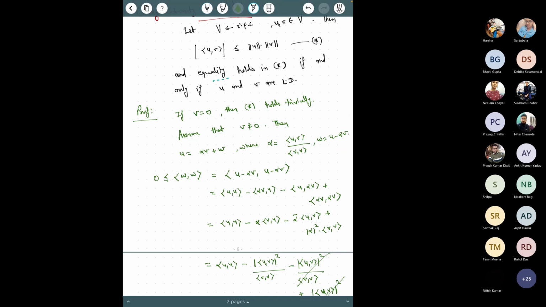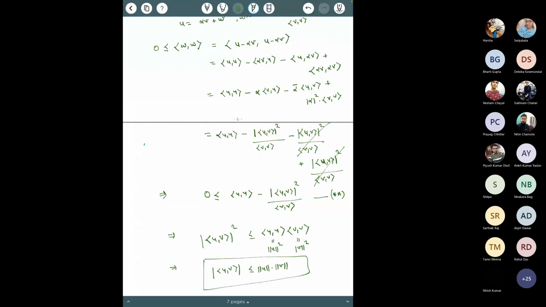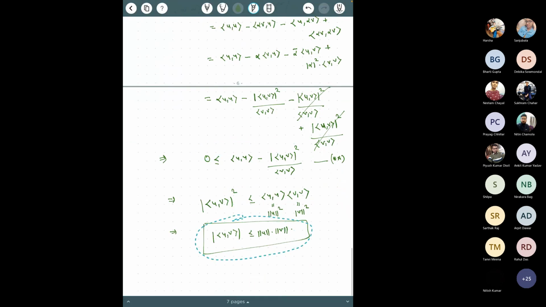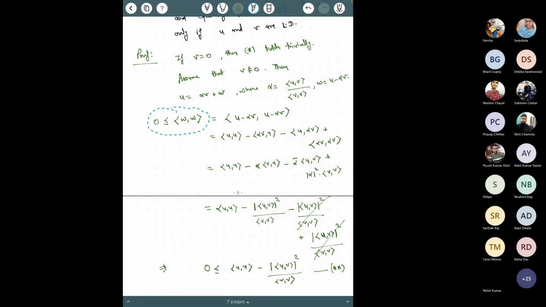Now we have to prove that equality holds in star if and only if U and V are linearly dependent. One thing is clear, that the inequality in double star is coming from here. How did we get this? We get it from here, the right hand side of this one. Now when we have strict inequality here, then we have strict inequality in this, because it's coming from there only. So when do we have strict inequality in this?